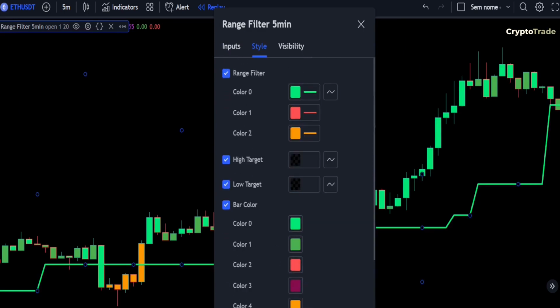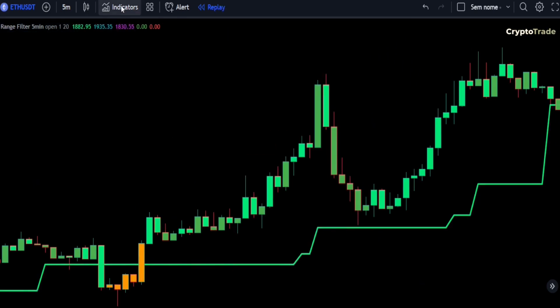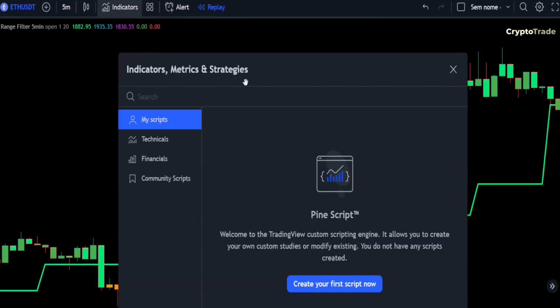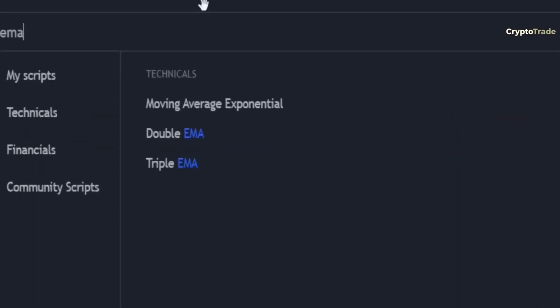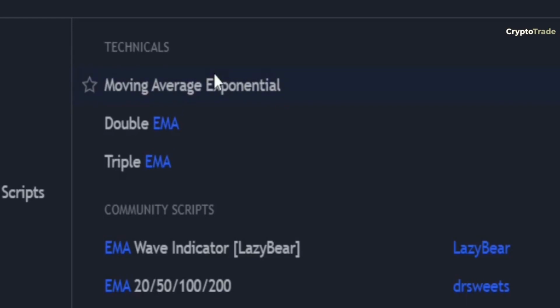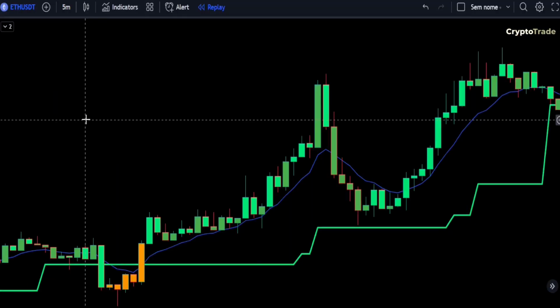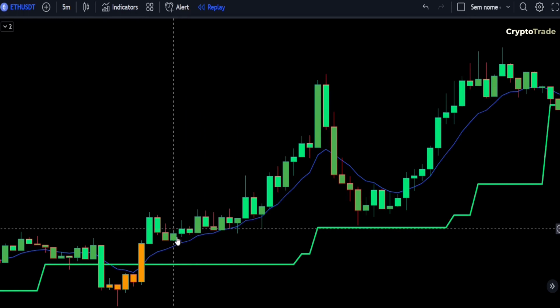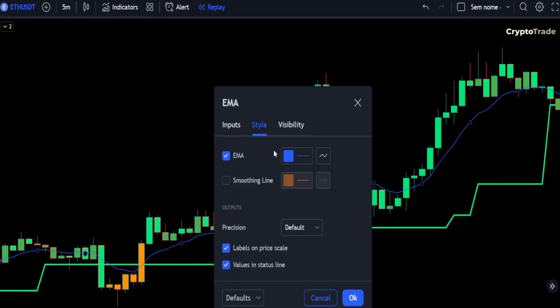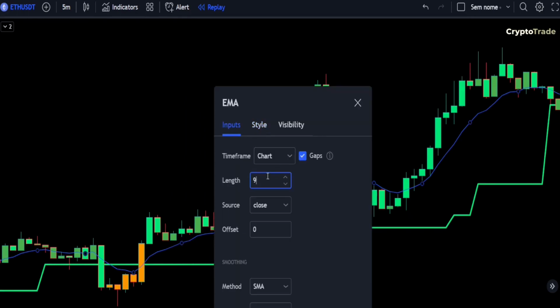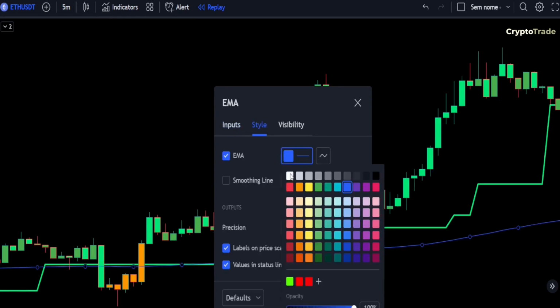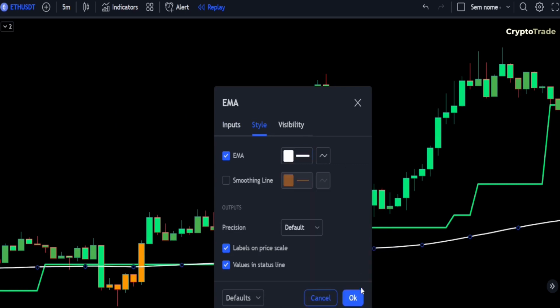Click OK to finish. To add the second indicator to the chart, open the indicator search bar in TradingView and type EMA. Select the indicator as shown in the video. Click on Settings and in the Inputs tab, change the length to 200. In the Style tab, change the line color to white and increase its thickness. Click OK to finish. Setup is complete.